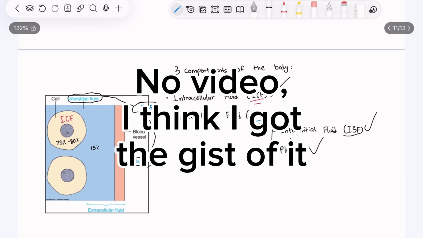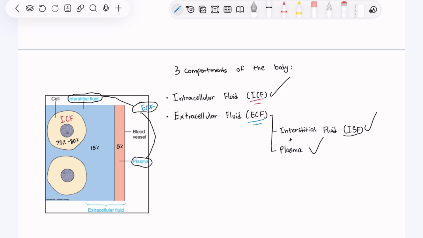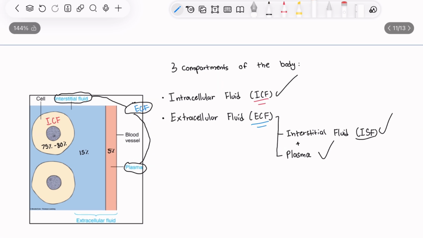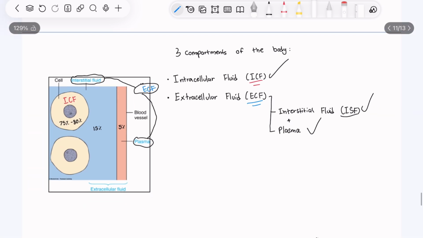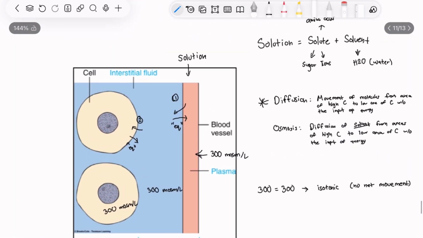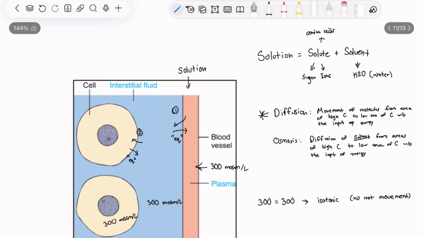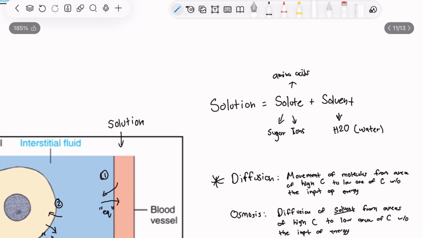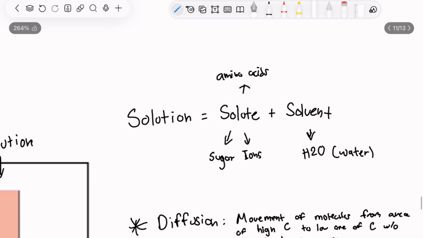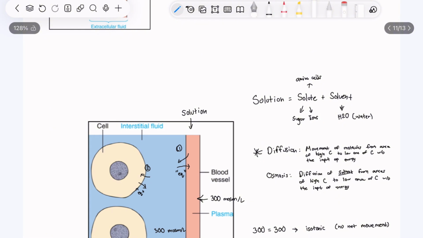Okay, so I went back through his old lectures, and I think I get the gist of the slide, and I'll be summarizing it in this part. So what we have to know is that there are three compartments of the body, which are the intracellular fluid and the extracellular fluid. Now, the extracellular fluid, or the ECF, is composed of the interstitial fluid and plasma. Now, the plasma is composed of the solution. The solution is basically solute plus solvent. The solute is amino acids, sugar, and ions, and the solvent is just water. And this is where diffusion and osmosis come in.